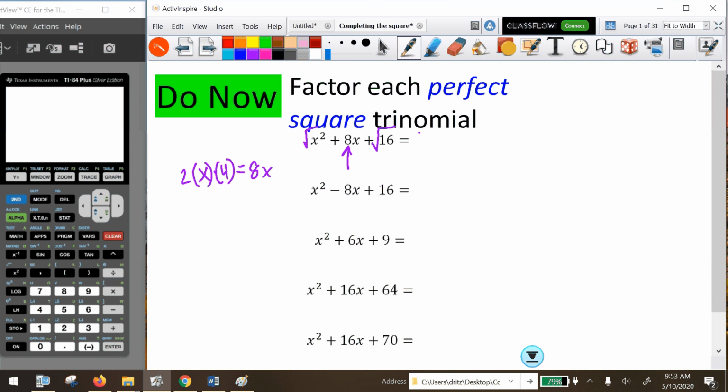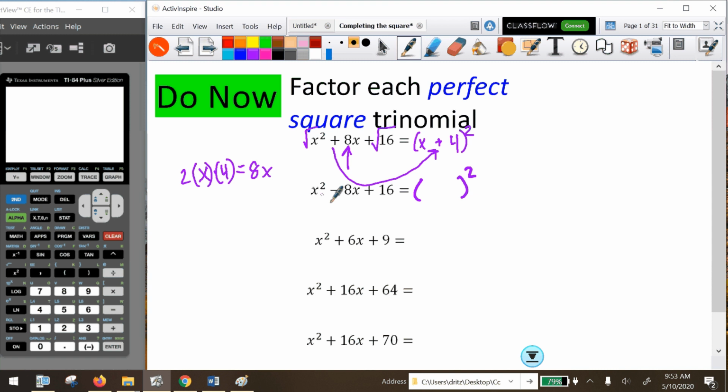You can just always take the square root of the first term, take the square root of the third term, and write those answers, and separate those two answers by whatever sign's in the middle. There was a plus 8x, so we're going to put an x plus 4 there, and then this is squared. So if they're perfect square trinomials, again, incredibly easy to factor.